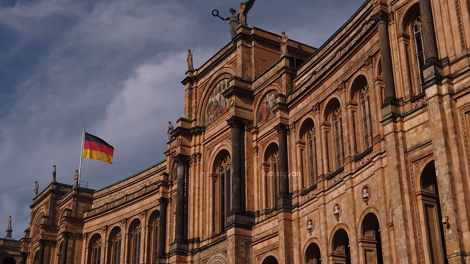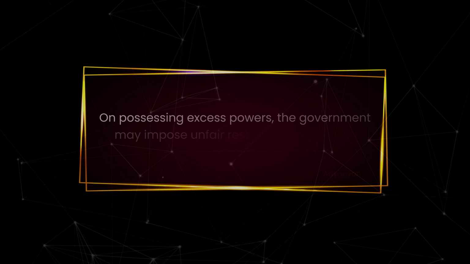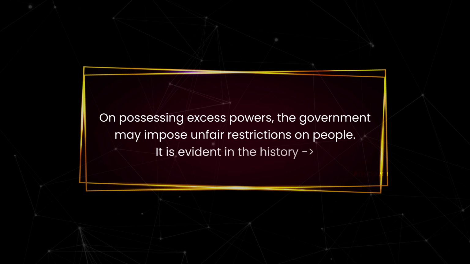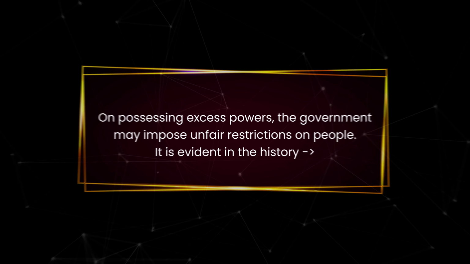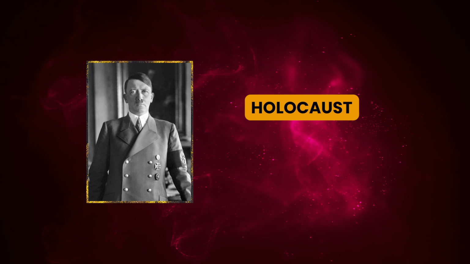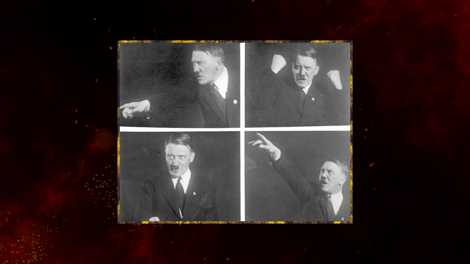And the third and most important function of the Constitution is the limitations on the powers of the government. A government cannot do whatever it wants and claim it to be fair. On possessing excess power, the government may impose unfair restrictions on people. It is evident in history. Hitler, after coming to rule, ordered a Holocaust, meaning the Jews were tortured and killed. This is because of the excess and unlimited power given to him.